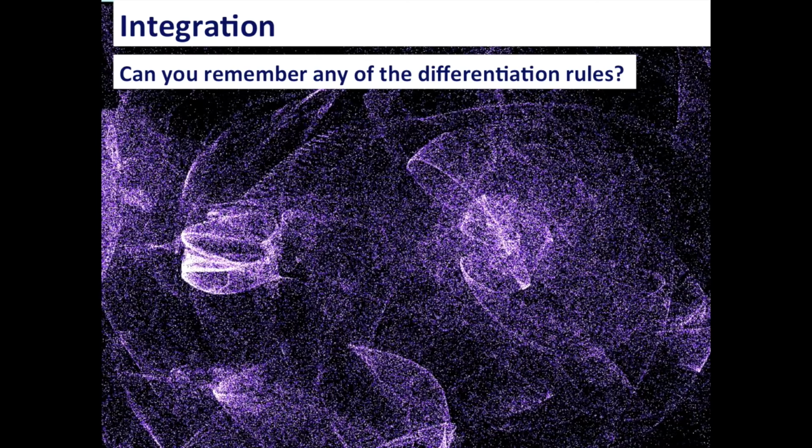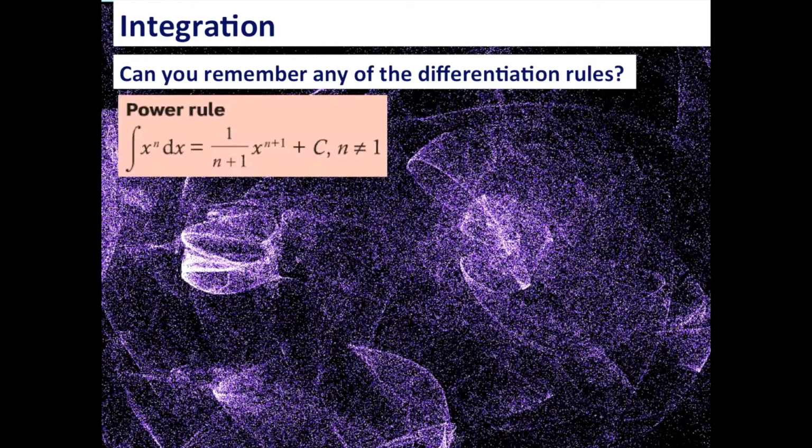So yes, we've used the chain rule and the product rule and quotient rule. But we also, when we were first starting out, used a series of rules such as the power rule. Now, for integration, we have an equivalent for each of these rules. So to start off with, the power rule.